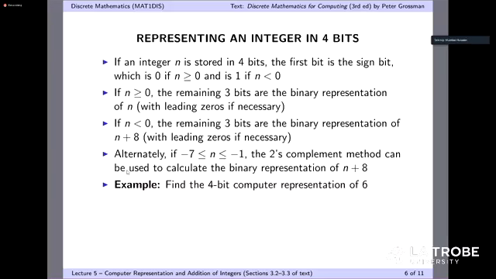Let's look at the example. No, don't look at the example, I've already done that. The 4-bit representation of 6 will be 0110, and the 4-bit representation of negative 6 would be 1010. Now, this is the 4-bit representation of negative 6. What is this number actually?